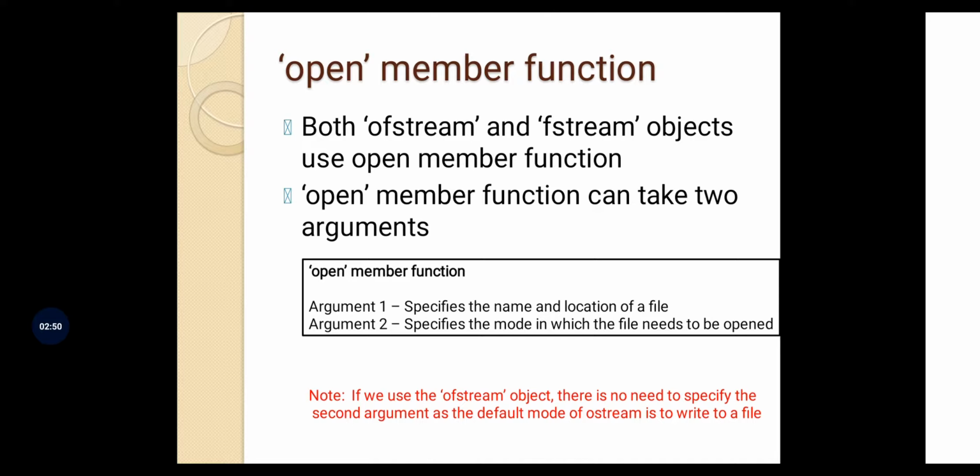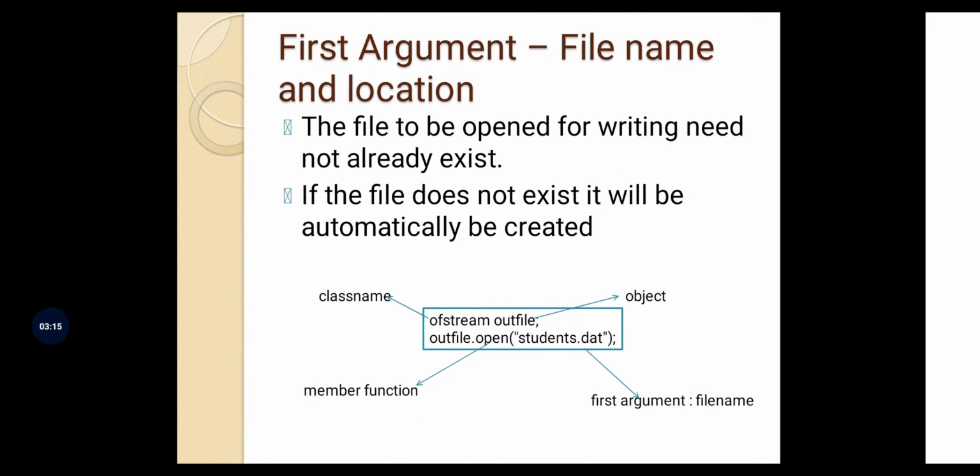So this can tend to get a little bit confusing, the ofstream and the ifstream, right? So just remember that any ofstream object is used to write to a file, whereas an ifstream object is used for reading from a file. Okay, right, so let's look at the next slide.